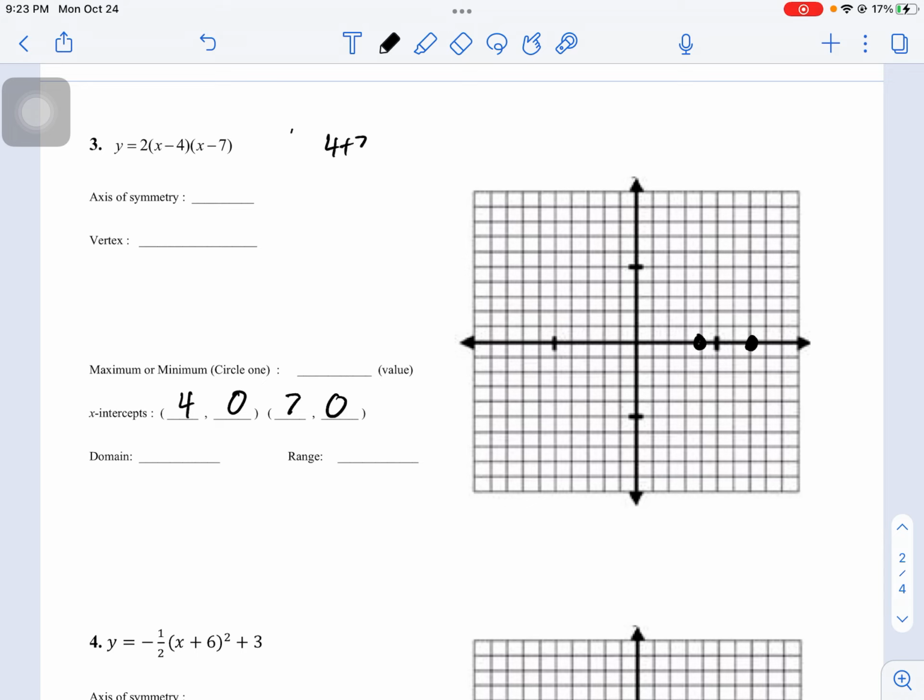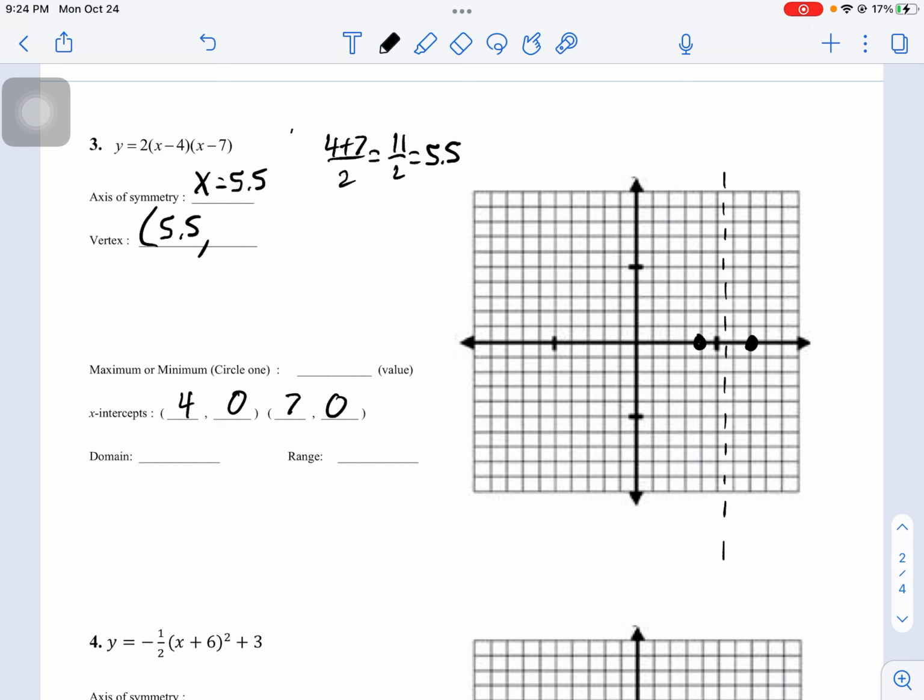And if I take 4 plus 7, divide that in half, I'm going to get half of 11, which is 5.5. So my axis of symmetry here is not the nicest number. Basically, it's going to be in between 5 and 6. So my axis of symmetry is x equals 5.5 or 11 halves. So I would get 5.5.